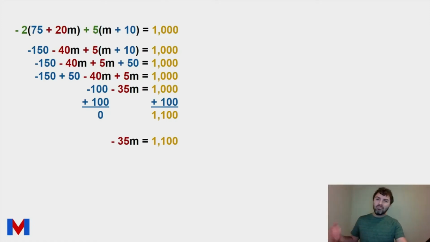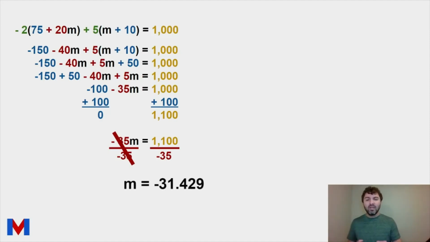I'm going to divide both sides by negative 35 because it gets rid of that negative 35 times m, at least the negative 35 part of it. And we're left with m equals negative 31.429. That is rounded, by the way. It's a long, weird, crazy number. But, yeah. All right. Again, a lot of spots I could make mistakes.